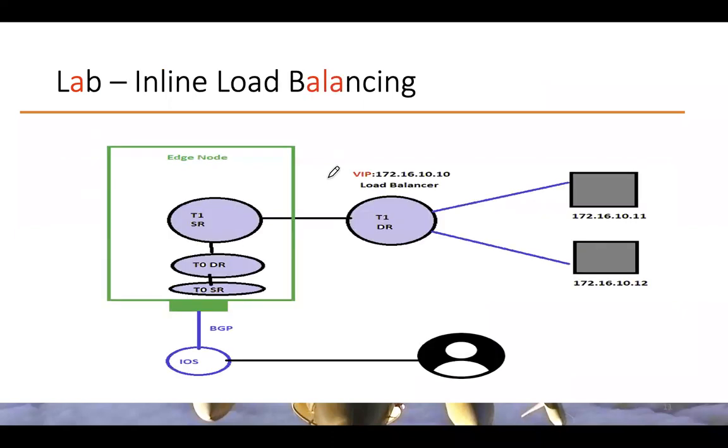Just for lab's sake, this is my lab topology, which I will be using for a demonstration, where we have a VIP that has an IP of 172.16.10.10, and these are the two pool members. I will be configuring my tier 1 gateways to redistribute this network into the BGP neighborship so that our users can access it.